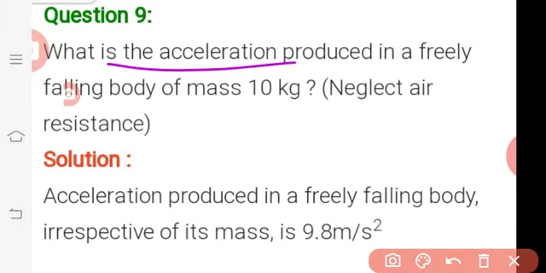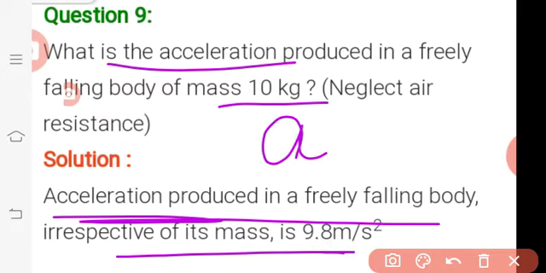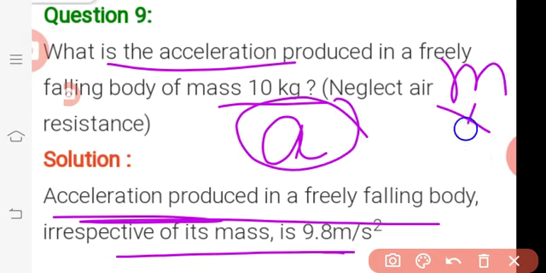What is the acceleration produced in a freely falling body of mass 10 kg? The acceleration produced in a freely falling body is 9.8 meter per second square, because acceleration does not depend on the mass. Its value remains the same, that is 9.8 meter per second square.